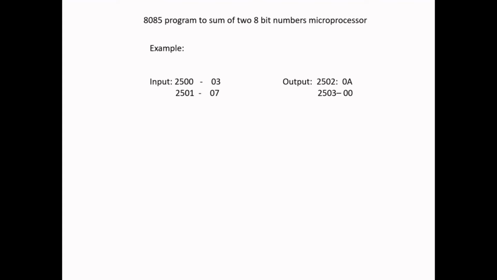We have two numbers as an example, 03 and 07, and we are going to add these two numbers. When you add 03 and 07, you will get the result as 0A and the carry will be 00. You have to remember one thing: all these data are hexadecimal data only.